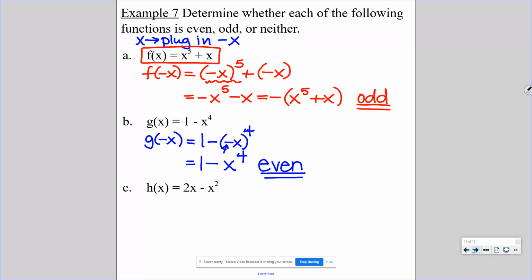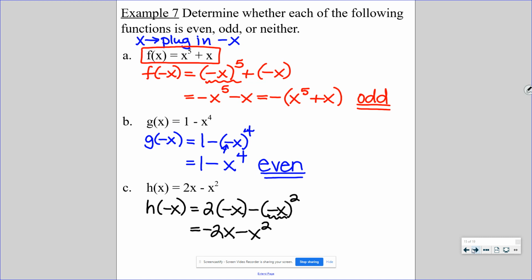Last one. Same steps. Plug a negative x in everywhere that you see an x. Solve. So the first part, 2 times negative x, that's negative 2x. Over here, what does a negative number become when you square it? It becomes positive. So that would just be minus x squared.